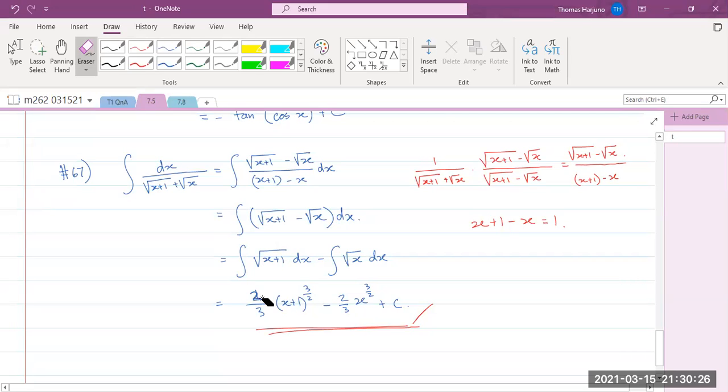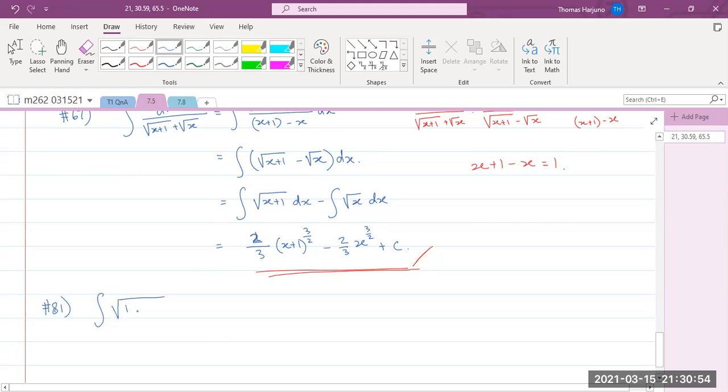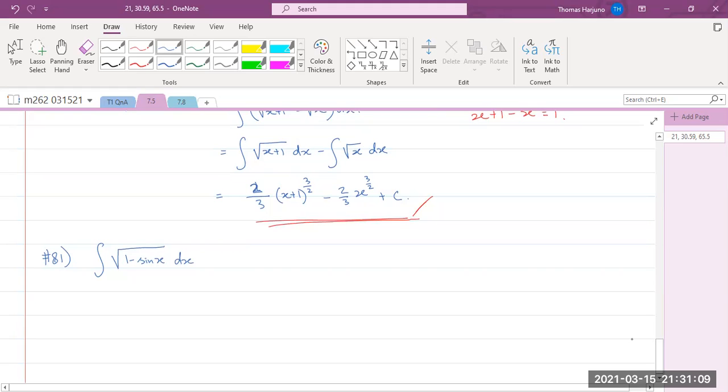Okay, any other question from here maybe? From 7.5. Now, to be honest with you, I look at number 81, for example, I have no clue. Integral square root of 1 minus sine x dx. How to do this?